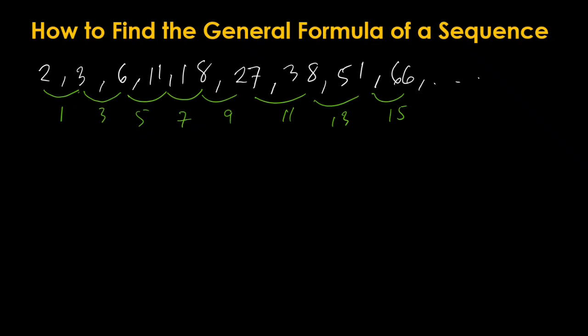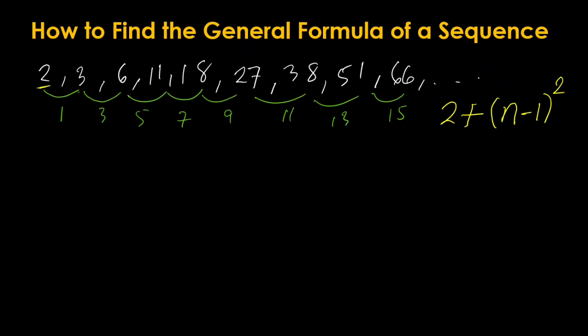Remember the general formula of this sequence. Just take the first term, which is 2, plus (n minus 1) to the 2. So we subtract 1 so that when n is 1 for the first term, this term of this expression becomes 0, so we have 2 as the first term.